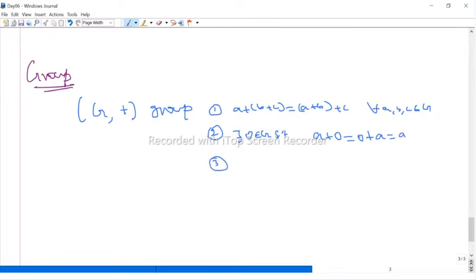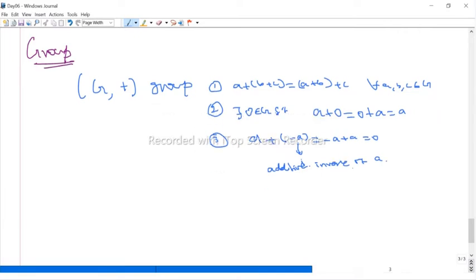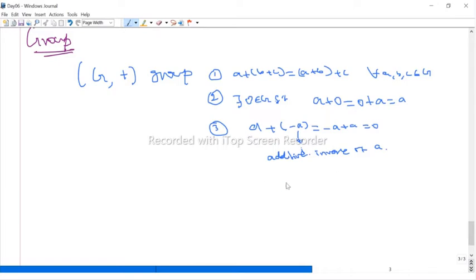This is with respect to addition, that's why I'm writing it so. Then what is the inverse? A plus minus A equals minus A plus A equals 0. Then we say this minus A is the inverse, the additive inverse of A. A set together with this operation satisfying these three properties, we say G comma plus is a group. Suppose the group satisfies the extra condition A plus B equals B plus A, the commutative property, then we say it's an abelian group. This is just a quick introduction of group.